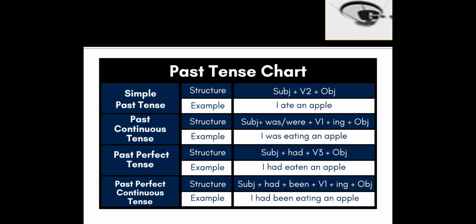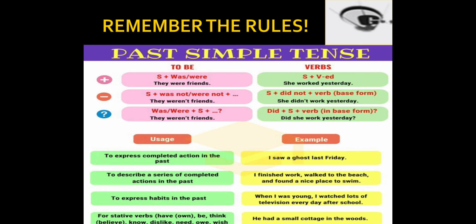In the past perfect tense, we write the subject plus had plus the third form of the verb plus the object. For example, I had eaten an apple. In the past perfect continuous tense, we write the subject plus had plus been plus the first form of the verb plus ing plus the object. For example, I had been eating an apple. So, now the rules to remember in the simple past tense.